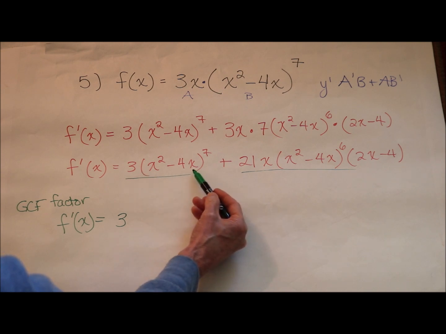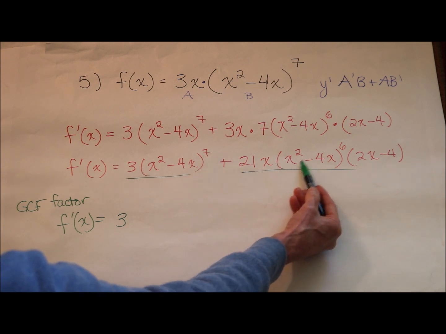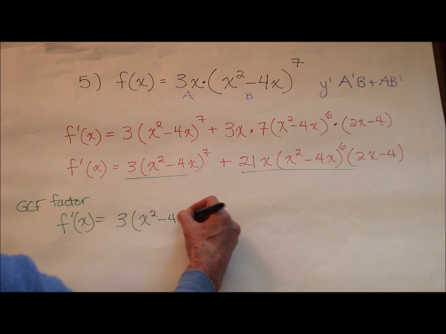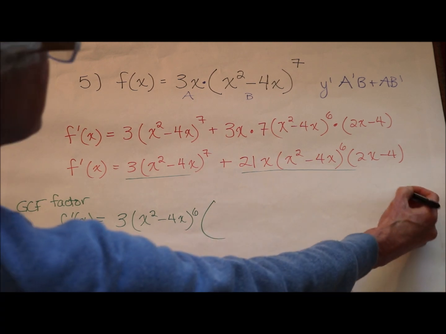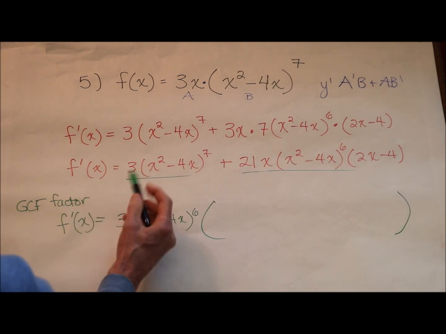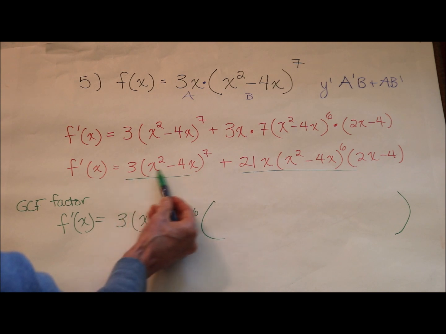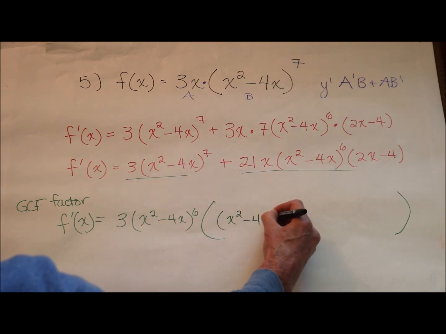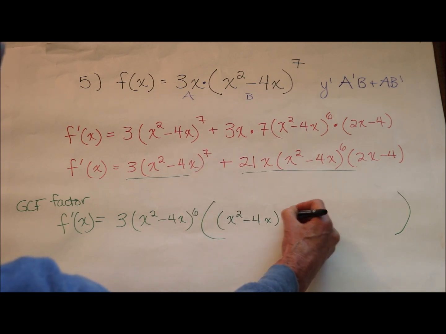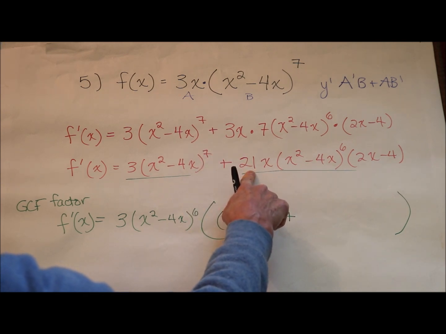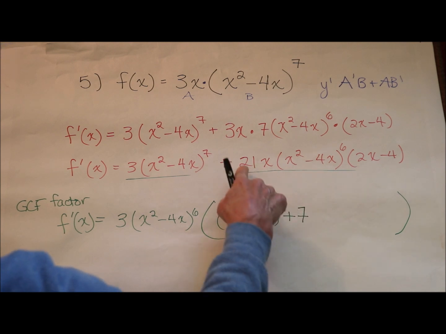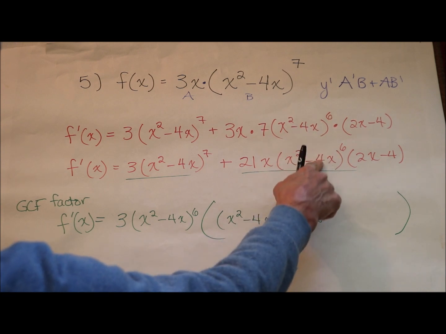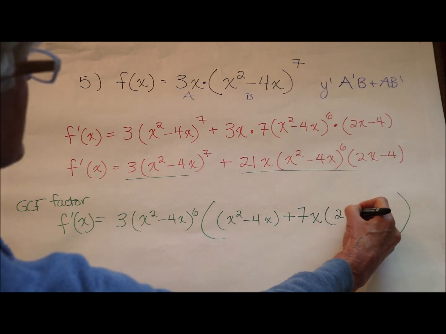This has an x squared minus 4x to the 7. This has an x squared minus 4x to the 6. So I can factor out an x squared minus 4x to the 6. Big parentheses for what's left over. In this first term, the only thing left over is x squared minus 4x. There's my plus. All right, I took out a 3, so I'm left with a 7x. This whole thing is gone. And I'm left with a 2x minus 4.